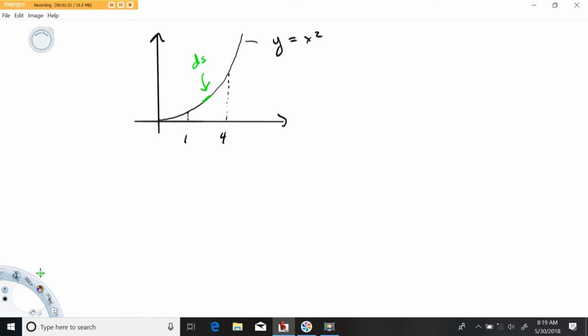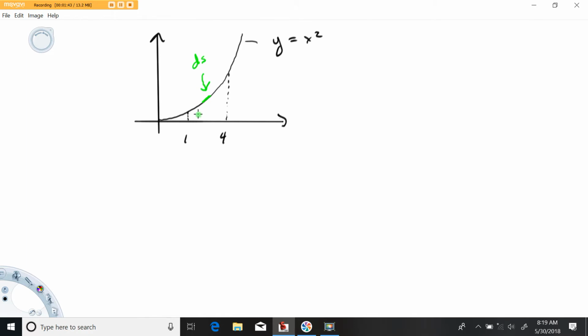Now, it's important to realize that's not a dx or a dy. Dx would be a differential parallel to the x-axis, and a dy would be parallel to the y-axis. This is neither of those. This is a little infinitely small arc length.